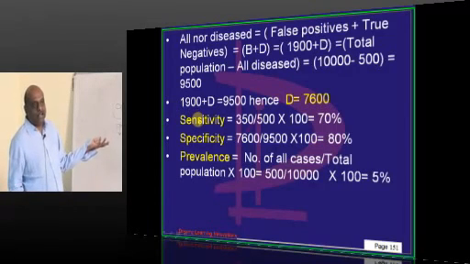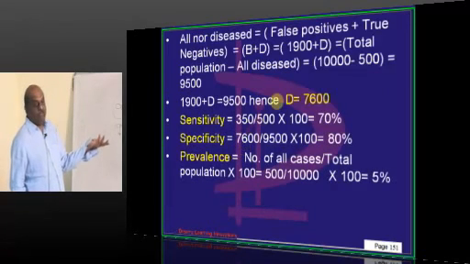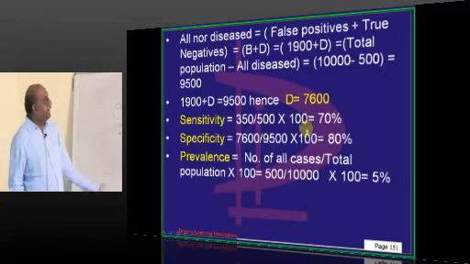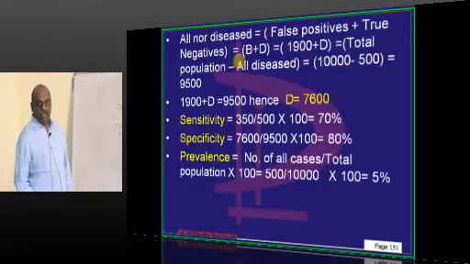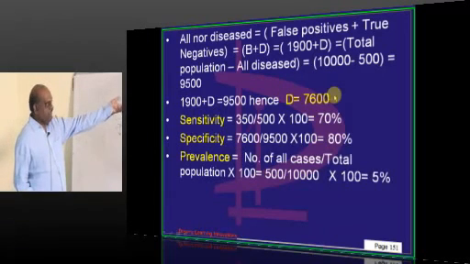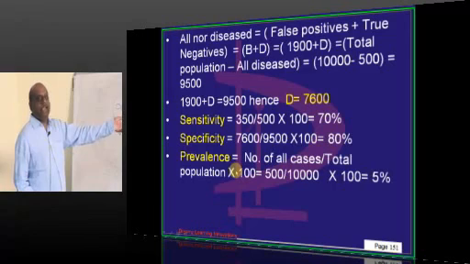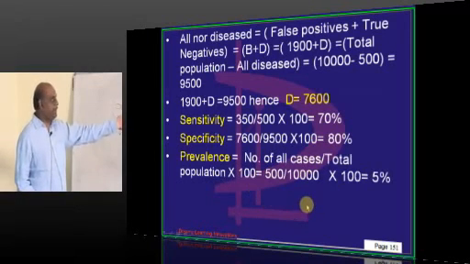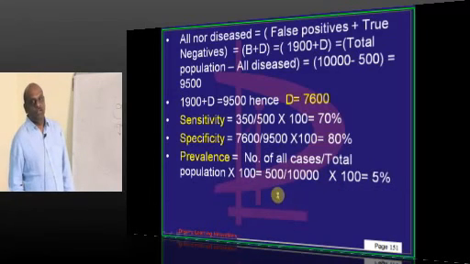Now using that, you can calculate everything. Sensitivity is A by A plus C, 350 by 500. You get 70%. Specificity क्या होता है? Specificity होता है D by D plus B. Already you have D as what? 7,600 divided by D plus B, which is 9,500, into 100 is 80%. And you can also calculate prevalence. Prevalence means what? All cases, which are 500, divided by total population, which is 10,000, which will give you 5%. Okay, doctor?